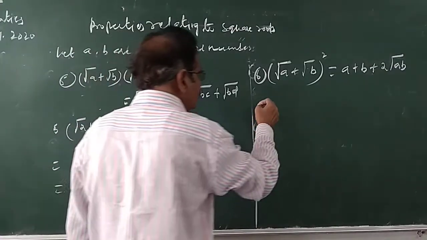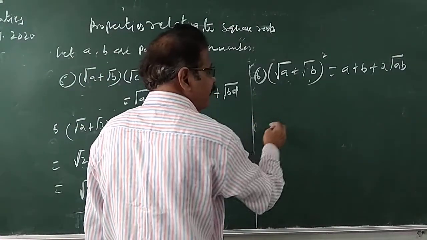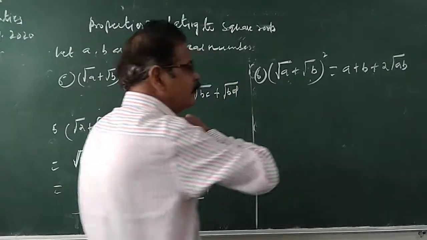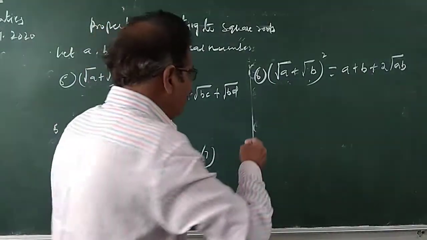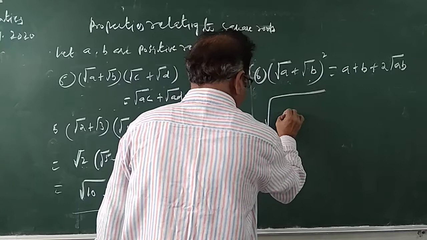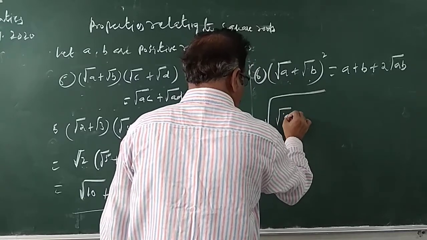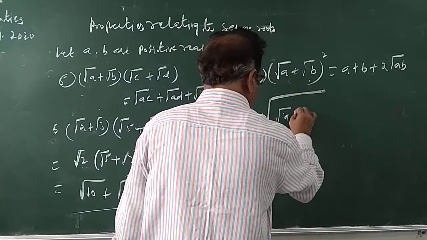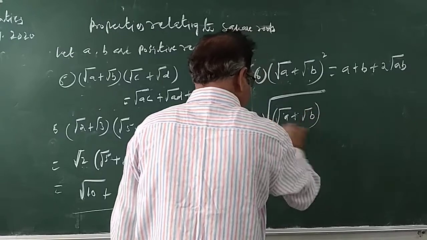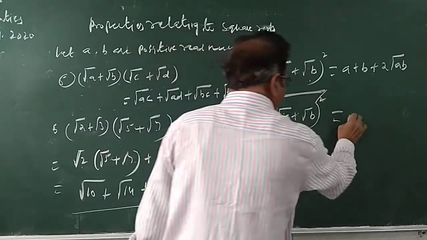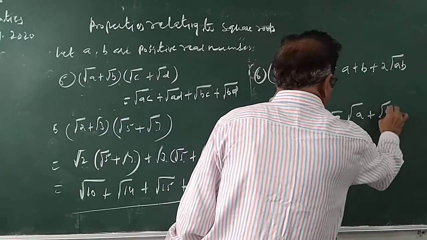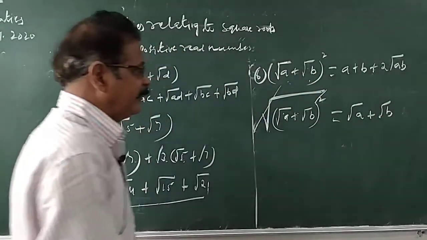Now, what is the square root of this? The square root of this is root a plus root b. Like this you write: the square and the 2 cancel. What will you get? Root a plus root b.